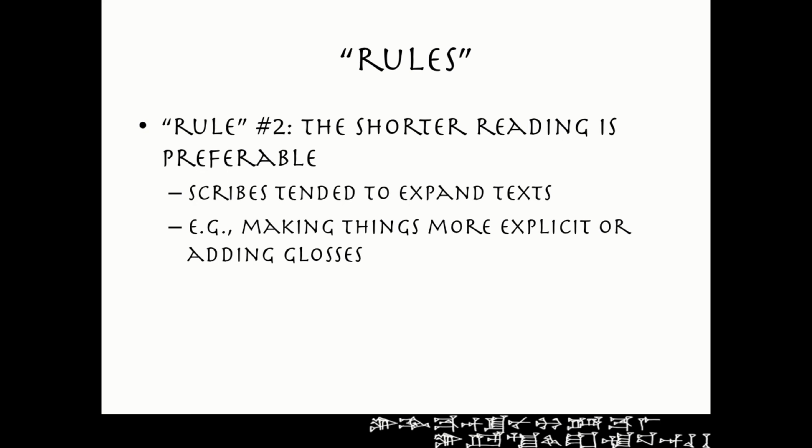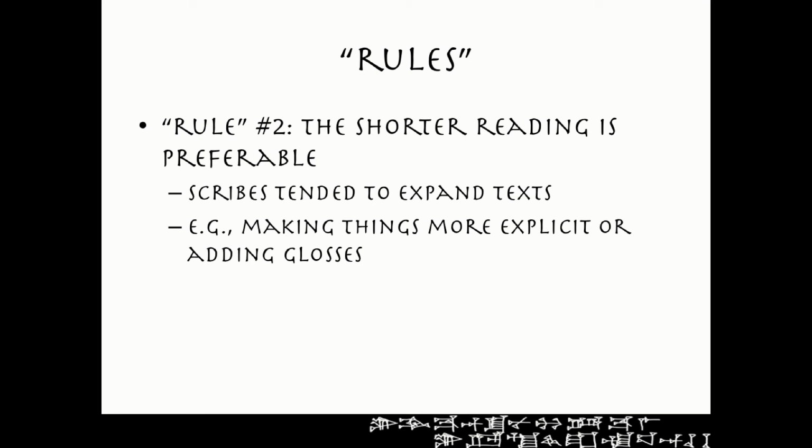Rule number 2, the shorter reading is preferable. So scribes tended to expand text, for example, making things more explicit, adding glosses. If they thought it was unclear what the subject of a sentence was, they might expand it in such a way to make sure that you understood that it was the subject or that it was the object. Or if there was a gloss that you could add to make sure that the person understood what word you were talking about specifically, they might do that.